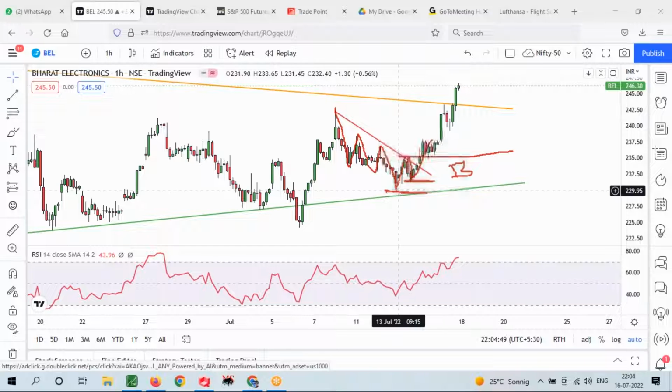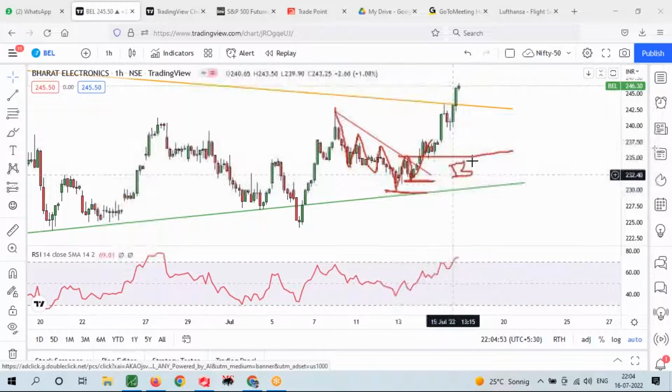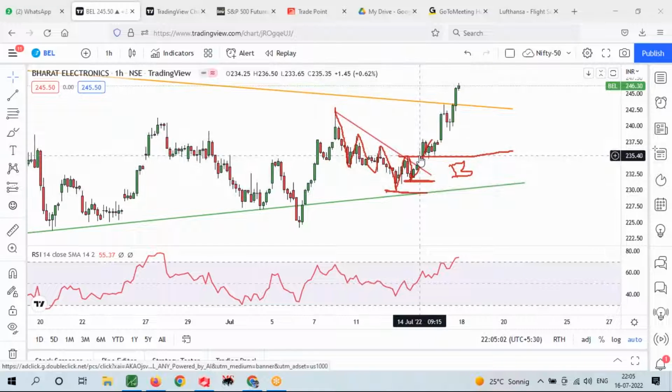What is the low here? 230 or 231, around about 1 or 2 rupees. So what is the entry here? 235. See, you are keeping just a 4 to 5 rupees stop loss. Not even more. You could have entered here itself. That was one chance.